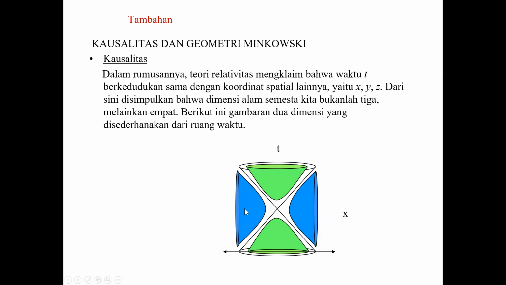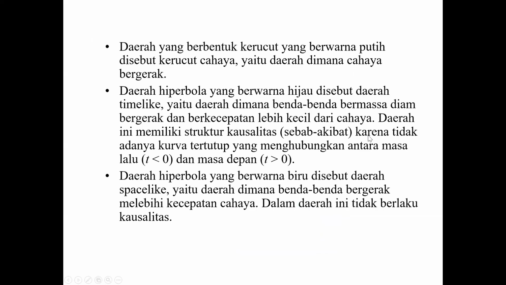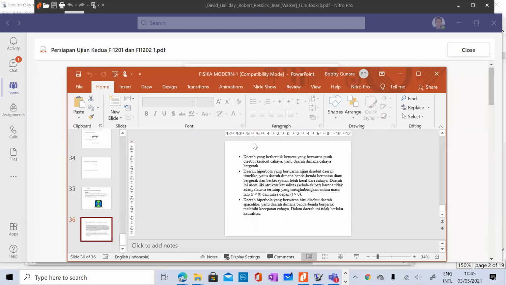This blue one here is the space in which a particle's speed is greater than the speed of light in the vacuum. So somehow this is non-physical. So this is the explanation for special relativity. Is there any question?